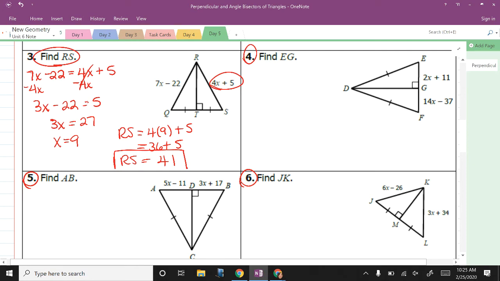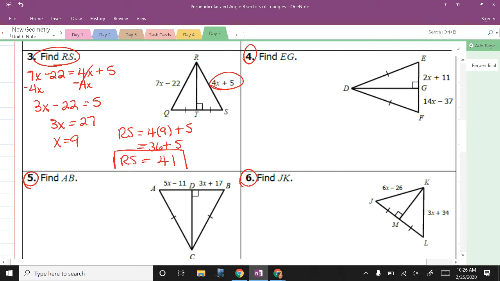Okay, on number 4, I'm just going to call out the answers. Is that okay with y'all? And y'all can check it. If we need to work it, we can do it. On number 4, what did you get for x? Y'all got 4 for x, and you plugged it in to get the length of EG, and what did you get? 19. Raise your hand if you got x is 4, and then the segment is 19. Do I need to work that one?